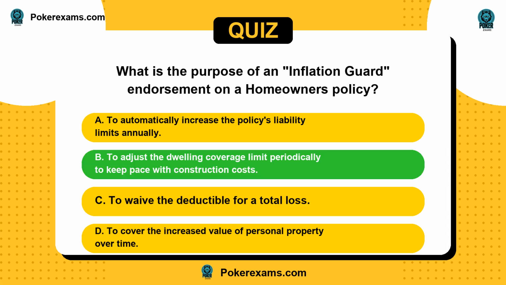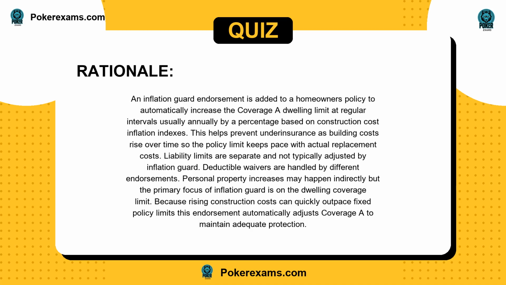The answer is B. An inflation guard endorsement is added to a homeowner's policy to automatically increase the coverage A dwelling limit at regular intervals, usually annually, by a percentage based on construction cost inflation indexes. This helps prevent underinsurance as building costs rise over time, so the policy limit keeps pace with actual replacement costs.